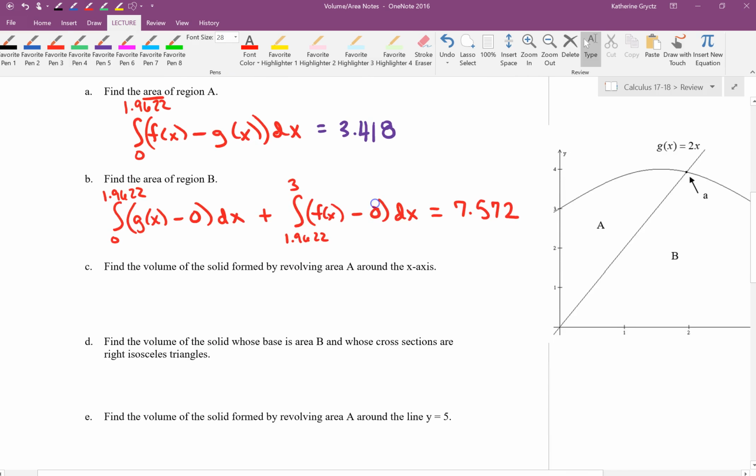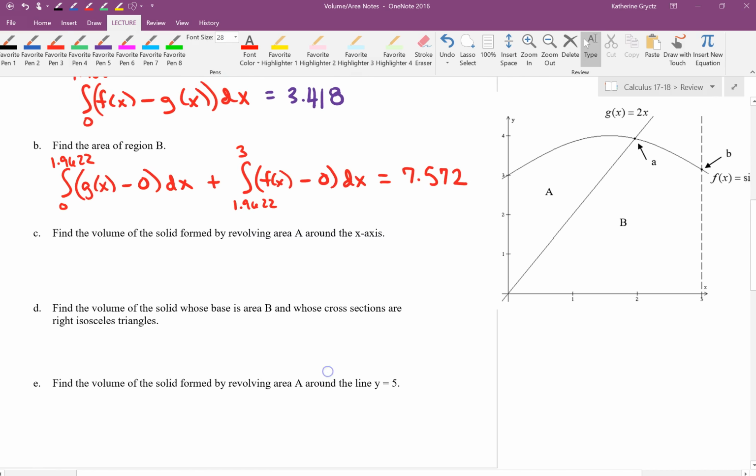Just doing top minus bottom. Okay, so then the volumes part is a little bit more difficult. So we're going to do cross sections and revolving, but when you see C, it says find the volume of the solid formed by revolving. I just kind of want you to go through these steps every time.